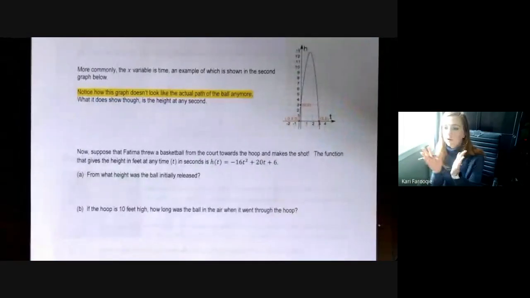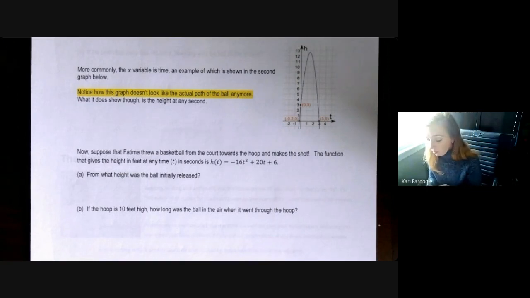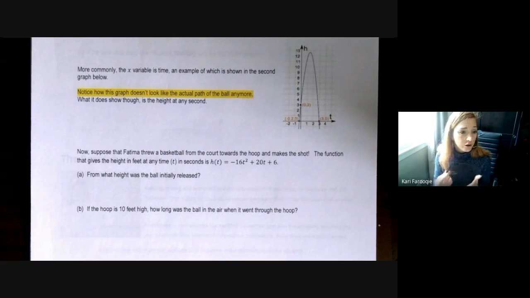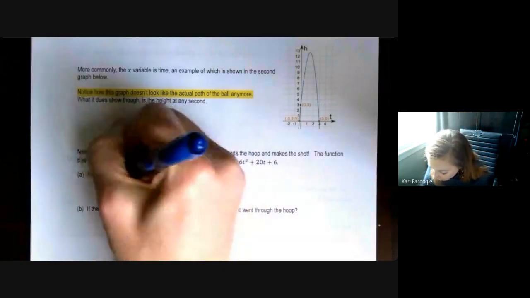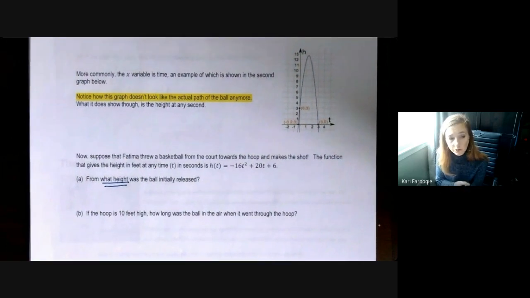All right, so from what height was the ball initially released? So we're going to be using this function to answer questions, and a lot of times you're not going to be told here, find h of this value or find h when t is this value. You're going to have to determine what the question is actually asking you to do. So in this question, you're being asked from what height was the ball initially released? So you're trying to find a value for h. From what height, that's what you need to find, height when the ball was initially released.